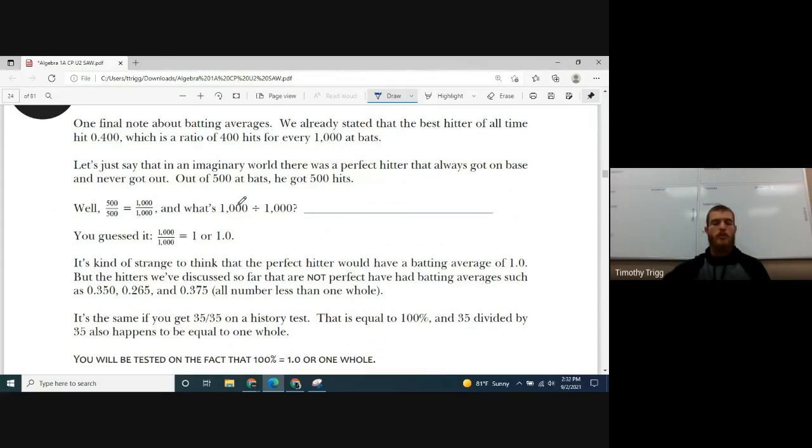One thing they want you to see is that any number divided by itself is always 1. So if you have 500 out of 500, that's 1, or 1,000 out of 1,000, that's also 1.